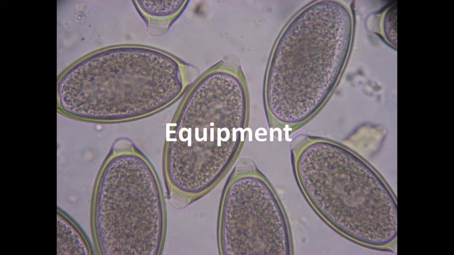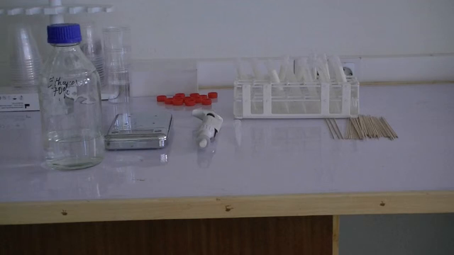1. Equipment. To preserve stool samples, the following equipment is necessary: 70% ethanol, a plastic beaker of at least 150 milliliters, falcon tubes of 15 milliliters with a screw cap, a scale, a pipette allowing one to transfer at least 5 milliliters, a stirring device such as a wooden stick, and a parafilm.